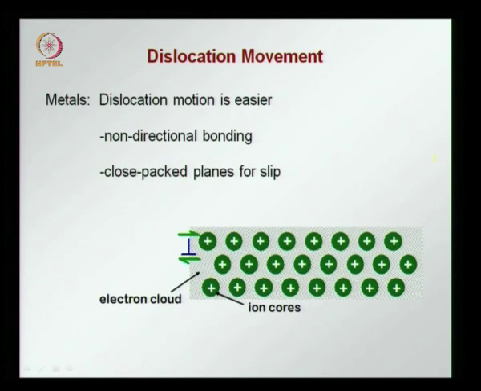We have discussed basically how dislocations move within metals and how deformation occurs within metals, because dislocation movement is easier in metals because the bonding is non-directional. So, dislocations can move without hindrance due to the directionality. There are closely packed planes which facilitate the slip, so that if there is a dislocation here, it can move across and slip can occur along this plane easily.